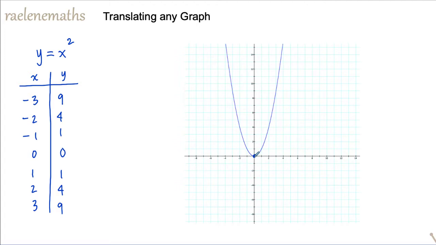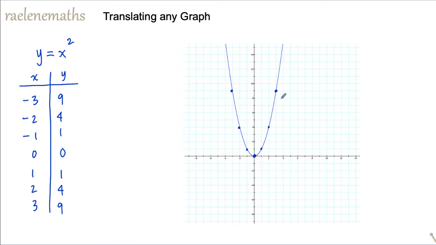Start at the turning point or vertex 0, 0, go left or right 1, up 1. Then we go back to the turning point 0, 0, go left or right 2, up 4. Back to the turning point 0, 0, left or right 3, up 9. And so it goes that the distance away from the turning point horizontally gets squared to be the distance that we go up.